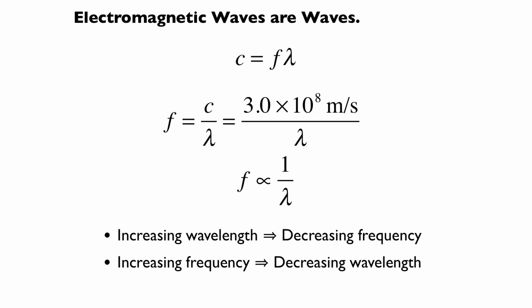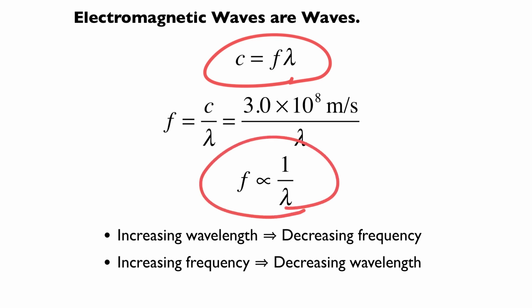Now, remember, electromagnetic waves are waves. And I have this basic relationship that the speed of the wave is equal to the product of the frequency times the wavelength. The frequency is proportional to 1 over the wavelength. So if I have increasing frequency, that corresponds to decreasing wavelengths. So short wavelengths are going to correspond to higher photon energies. And that will be an important consideration for us.